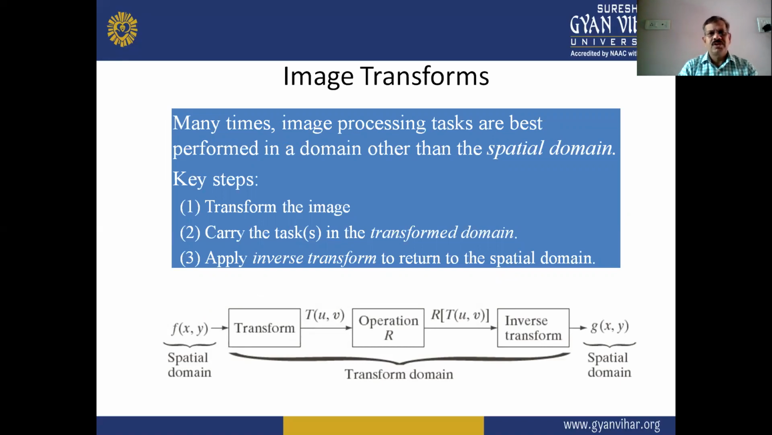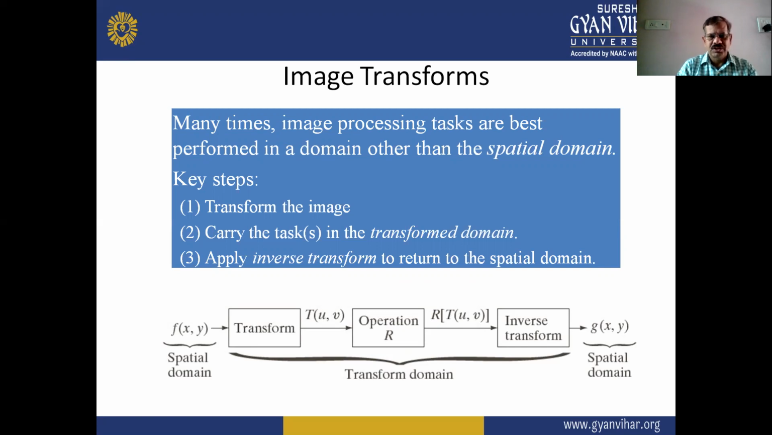Next transformation is the image transform. In image transform, many times image processing tasks are best performed in a domain other than the spatial domain. So here the key steps are: first, transform the image; second, carry out the task in the transform domain; and third, apply the inverse transform to return to the spatial domain.